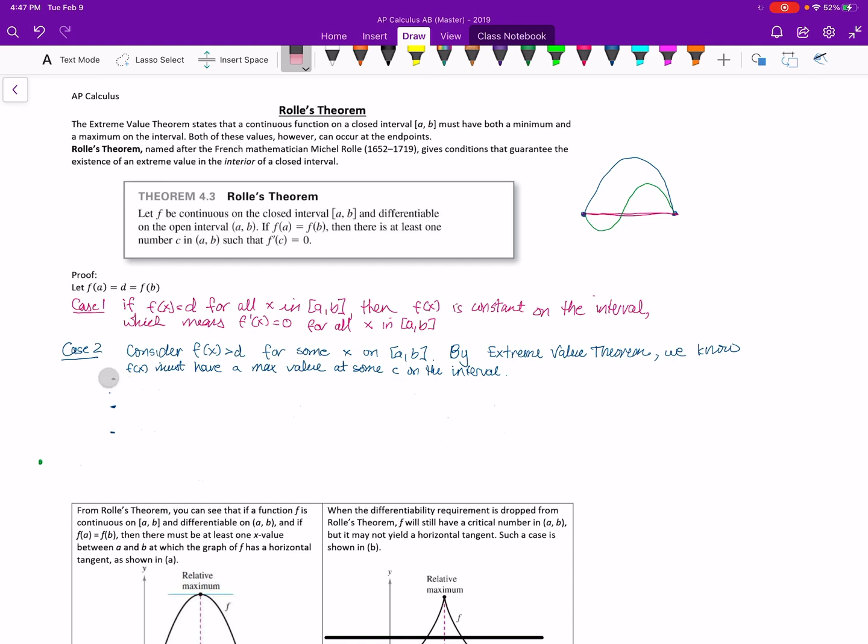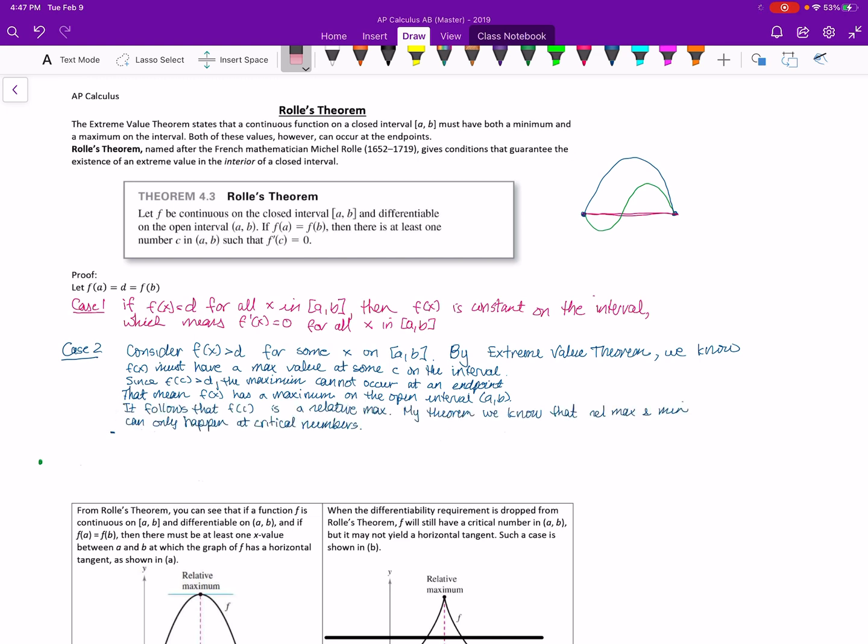Now, the one thing we know, if you think about it, since f of c is greater than d, on the interval from a to b, not including the endpoints, f of x is going to go upwards. It's going to be above those y values. So the maximum can't occur at the endpoint because there is some value above the endpoint y values, that letter d. So that means f of x has a maximum on the open interval from a to b. And if that's the case, it follows that f of c is a relative maximum. So the absolute max is also the relative maximum.